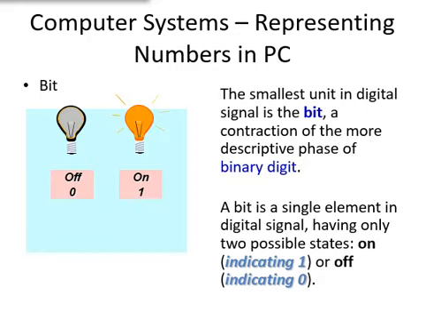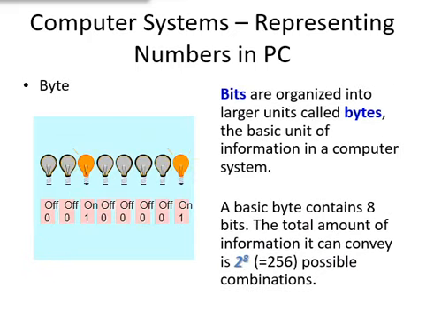The smallest unit in a digital signal is the bit, a contraction of the more descriptive phrase binary digit. A bit is a single element in a digital signal having only two possible states, on indicating 1 or off indicating 0. Bits are organized into larger units called bytes, the basic unit of information in a computer system. A basic byte contains 8 bits. The total amount of information it can convey is 2 to the power of 8, equal to 256 possible combinations.